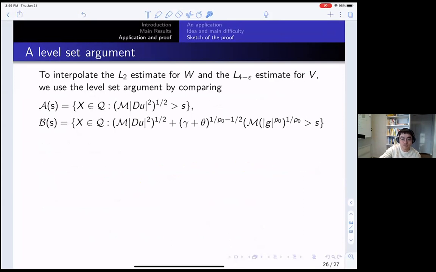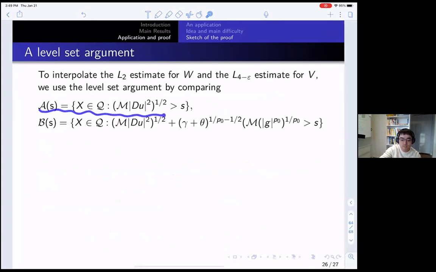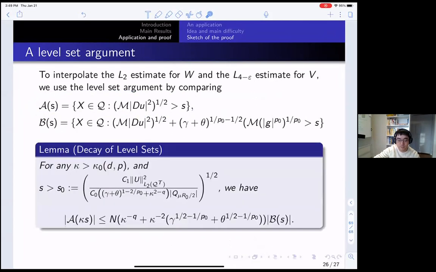That is, we want to estimate the level set of the maximal function of Du, and we want to derive the decay rate of this level set. Okay, so roughly speaking, for a very large kappa, the level set A_kappa decays like kappa to the minus q. This q is any number less than 4.